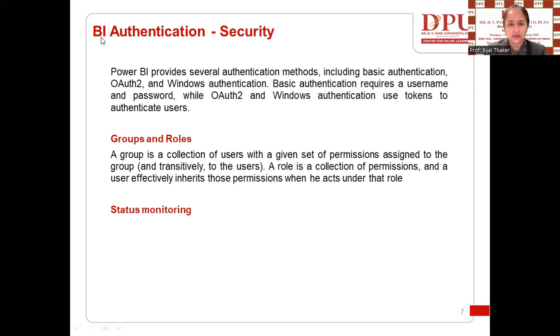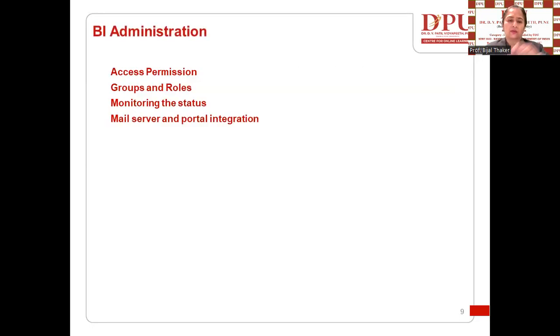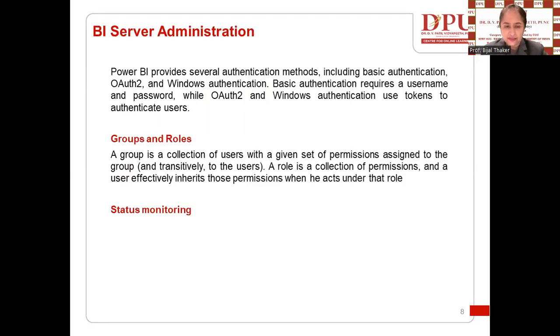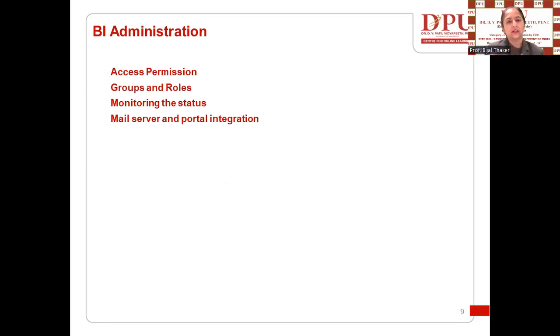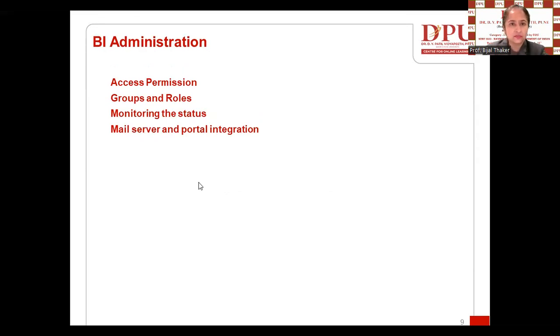Now groups and roles that I have just told you, as per the groups and roles, authentication is given to the user. Whatever points were there in the previous slide, we are continuing in this slide. As a part of BI administration, you can give access permission, and groups and roles can be managed. Parallelly, monitoring the status is also possible in your BI architecture.